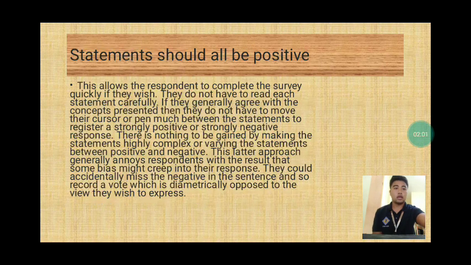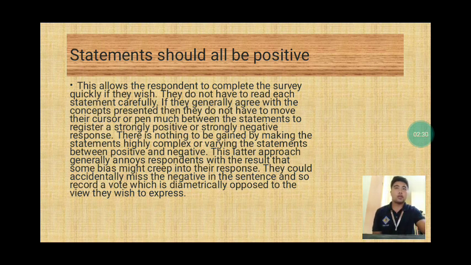Next slide is statements should all be positive. So this allows the respondent to complete the survey quickly if they wish. They do not have to read each statement carefully. If they generally agree with the concept presented, they do not have to move their cursor or frame much between the statement to register a strongly positive or strongly negative response.